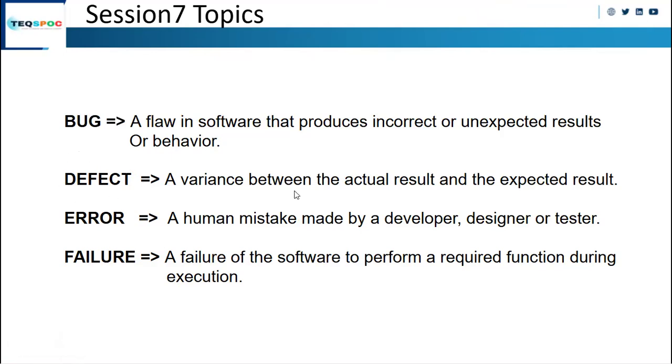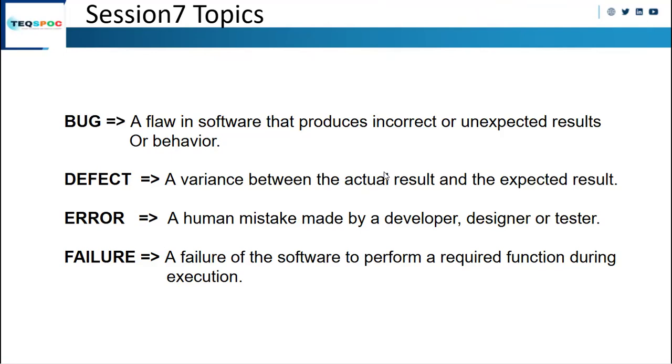Next is defect. A variance between the actual result and the expected result is a defect. For example, you hit a ball in such a way that you think it will cross the boundary and be a 6, but the actual result is that it did not cross the boundary, it is 4. That is the defect, the difference between actual and expected result.